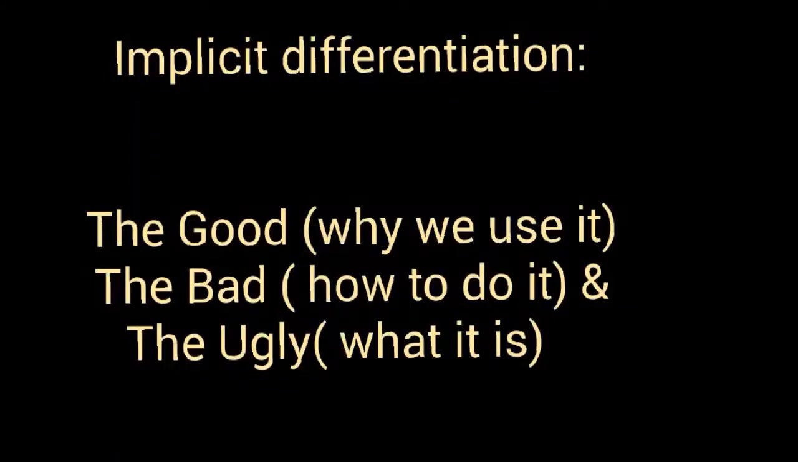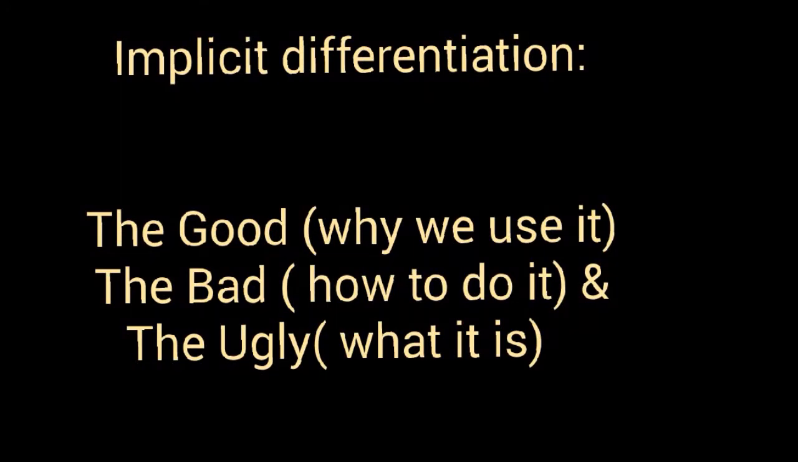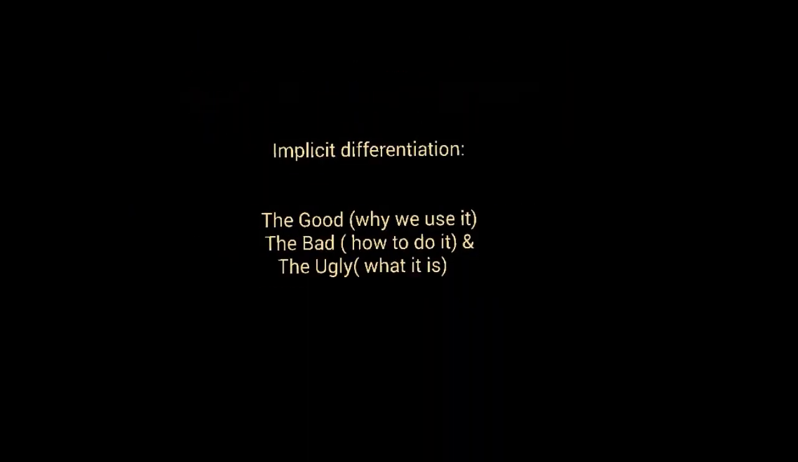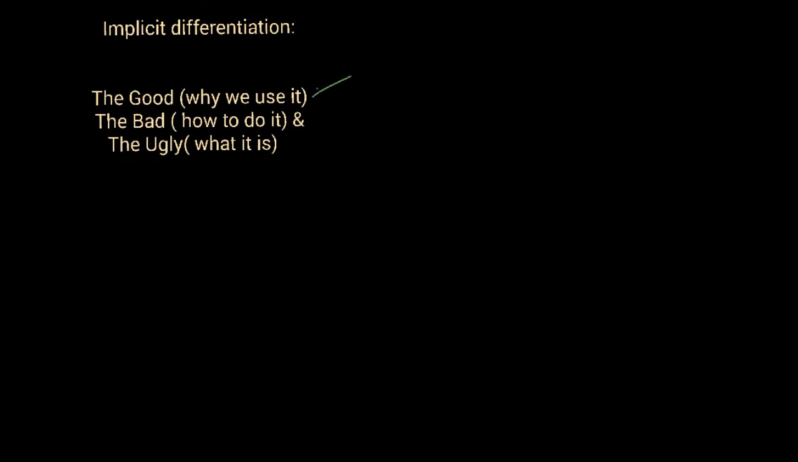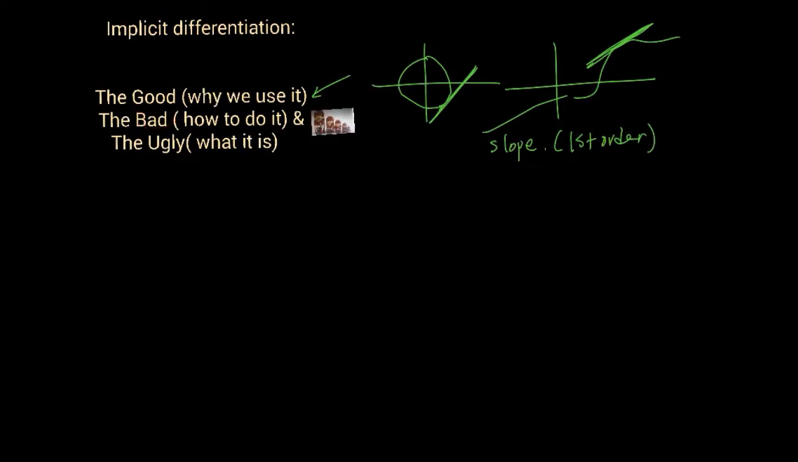Let's talk about implicit differentiation: specifically the good, why we use it; the bad, the tedious part; how to use it; and of course the ugly, where it really gets involved. Let's talk about the good part. Implicit differentiation is really just used to find a slope at a specific point of a curve. So if I have a circular curve and I want to find that tangential slope, I would use implicit differentiation. The bad part is it is tedious, or could be tedious.